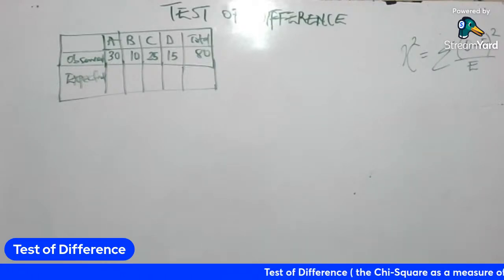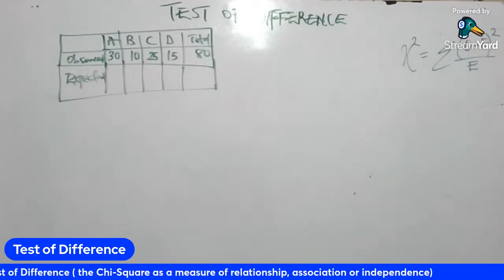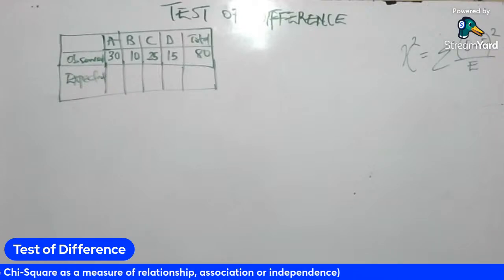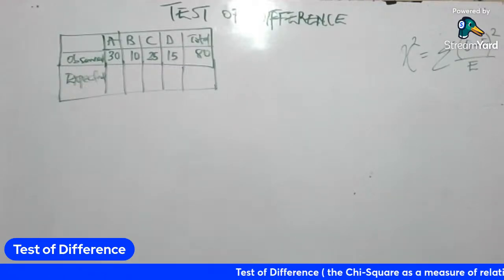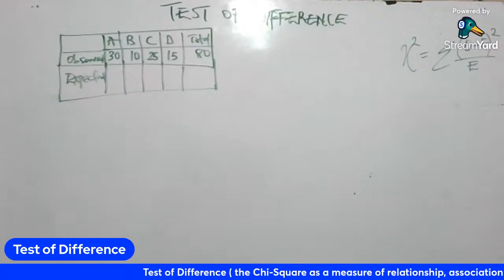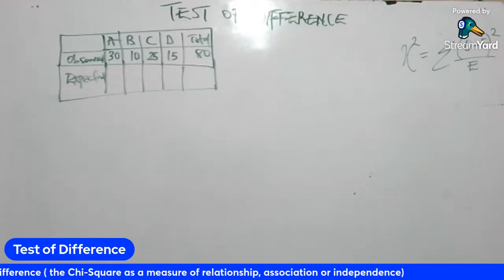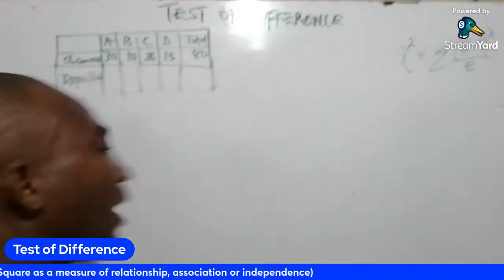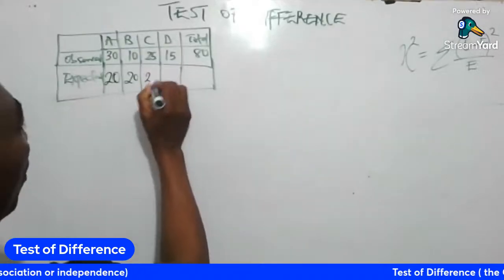So we have to bring in the test of difference. The tool we want to use to test this is the chi-square. When we want to look at this, we need to first of all get the expected value. Of course, don't forget that the expected value is 20 for each of these.